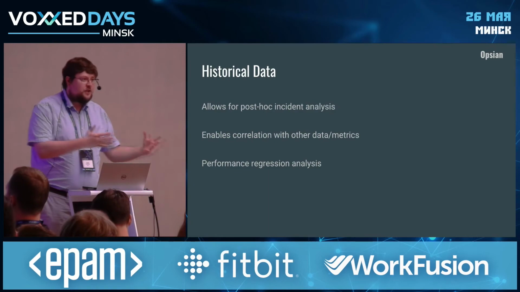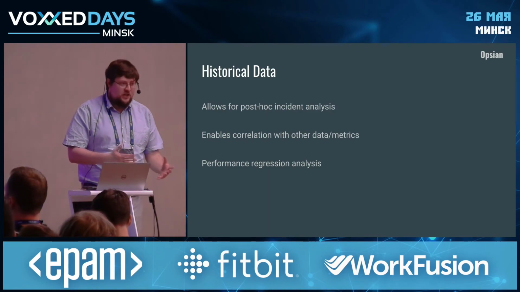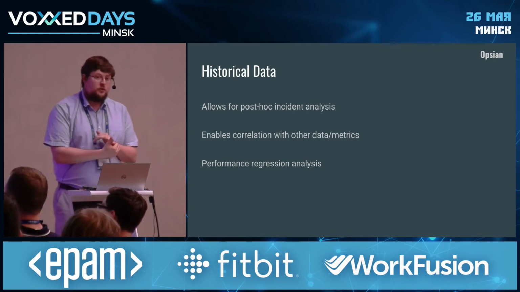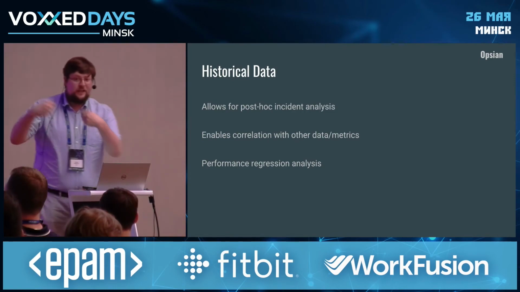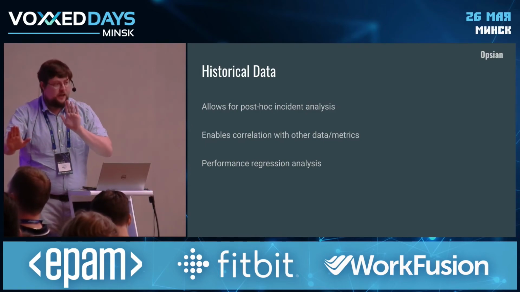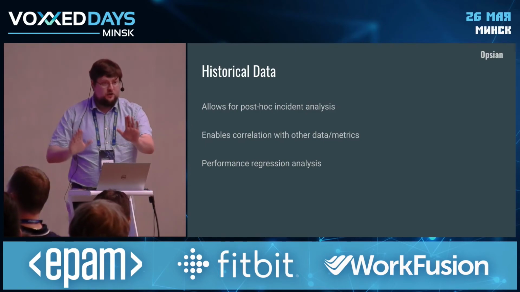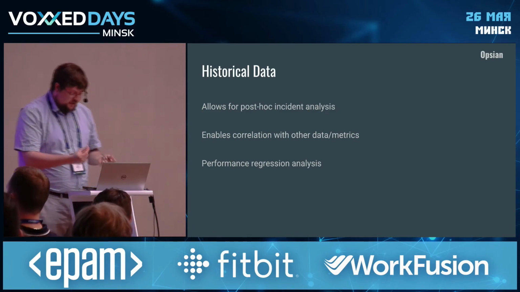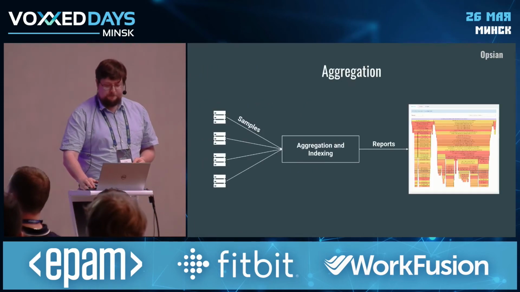Historical data enables you to correlate this data with other metrics, see what was going on at other points in time. And it means you can also do regression analysis. If you've released a new version of your software into production, you can see what that code is doing compared to the previous version of your software. You can perform that kind of profile level regression analysis that you wouldn't be able to do otherwise.